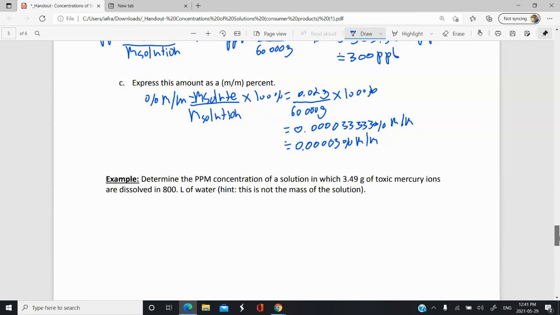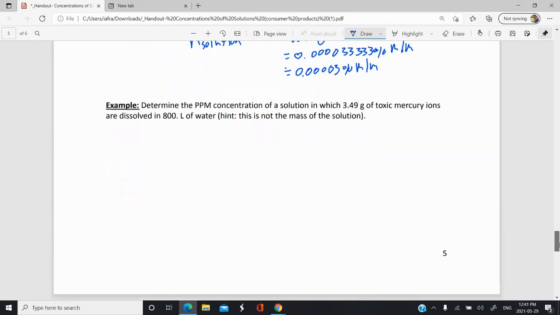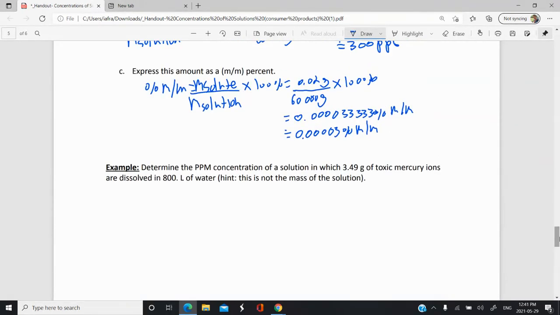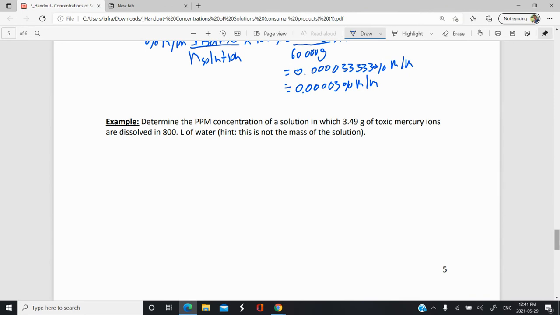Let's go ahead and try our next example over here. Determine the ppm concentration of a solution in which 3.49 grams of toxic mercury ions are dissolved in 800 mL of water. So we need to be careful with a question like this.